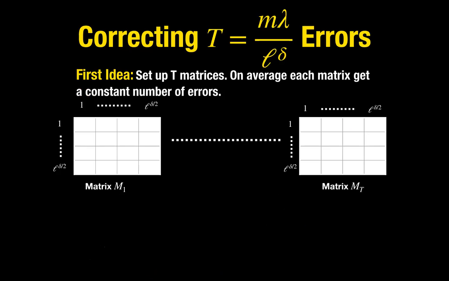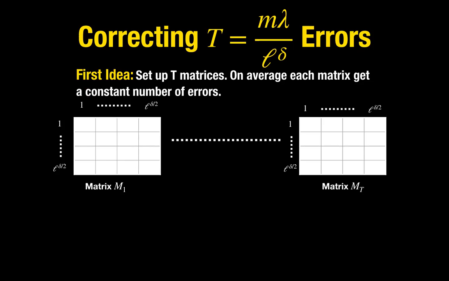So imagine there are t errors, which is m lambda by L to the delta. Instead of one bucket, I'm going to have t small buckets. So m1 through mt, there are t blank matrices to start off with. And every matrix is of dimension L to the delta over 2 times L to the delta over 2. Therefore, the total number of entries in all the matrices combined is m lambda. Number of entries in each matrix is L to the delta, and number of entries in all the matrices combined is m lambda. Okay, so I just set up these t matrices.